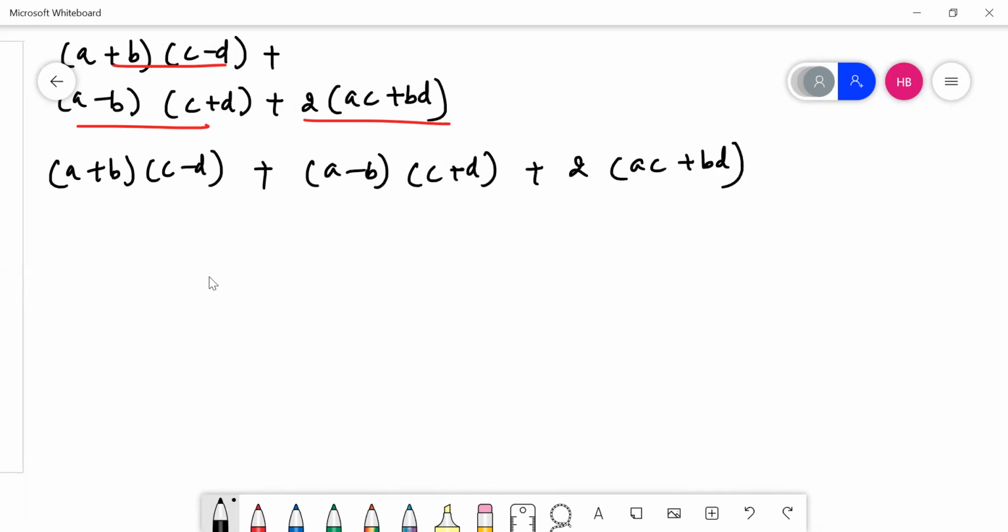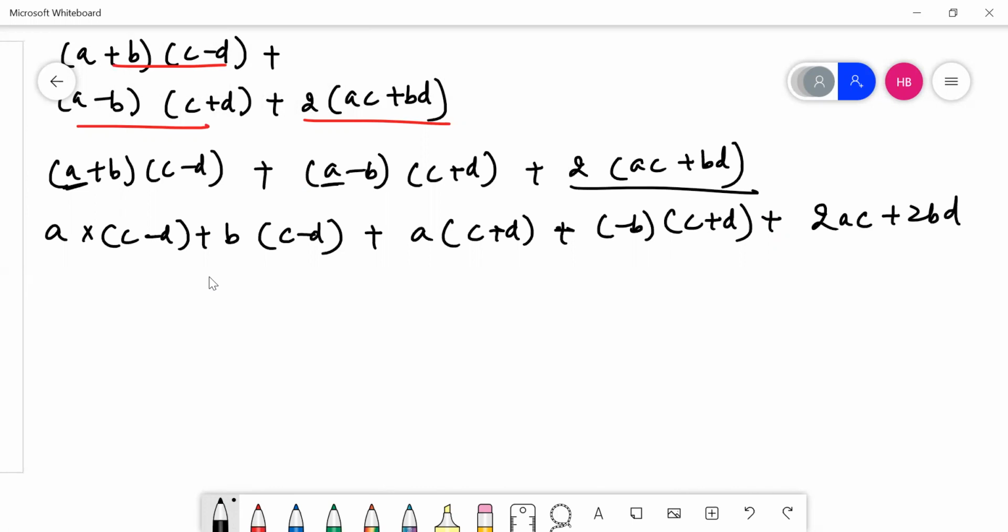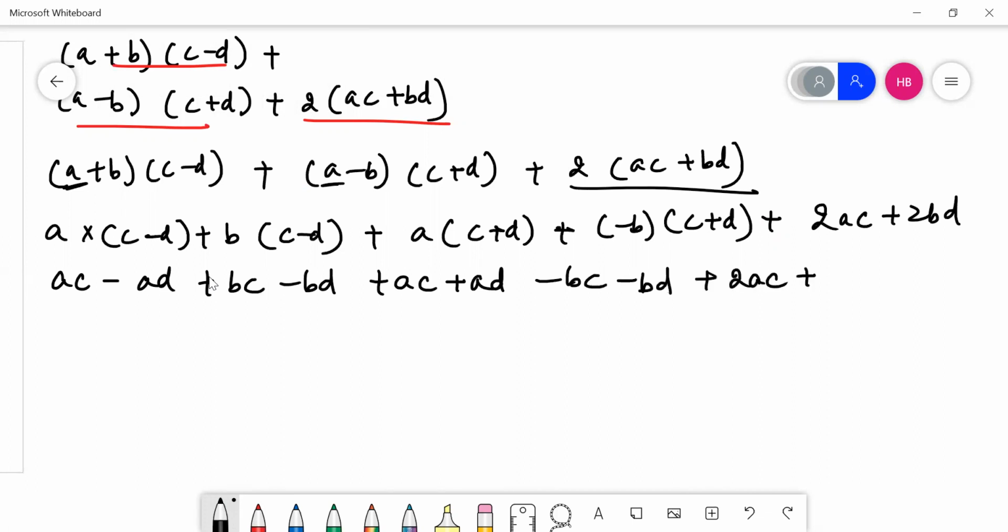Now let's simplify. Here, a will get multiplied to c minus d, then b will get multiplied to c minus d. Similarly here also, a will first get multiplied to c plus d, and minus b is going to get multiplied with c plus d. Then I'm just going to open the brackets here, 2ac plus 2bd. Here it would be ac minus ad plus bc minus bd plus ac plus ad minus bc minus bd plus 2ac plus 2bd.